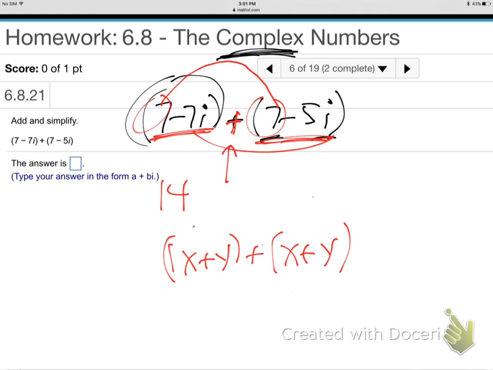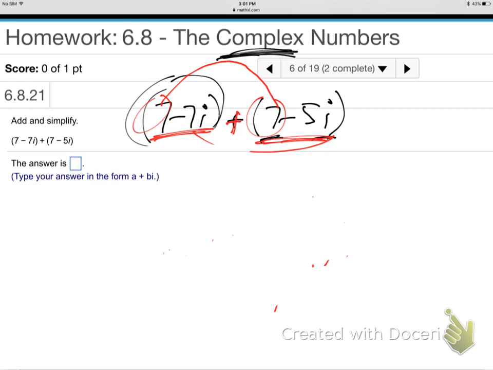It's 1x and 1x is 2x. 1y and 1y is 2y. Remember, parentheses do not always mean multiply. They only mean multiply if there's no other symbol in the middle. So the parentheses don't mean multiply here either. They never have, they never will, when they have a plus sign in the middle. So that plus sign means this is an add problem. So 7 and 7 add to be 14. Minus 7i and minus 5i make minus 12i, and that's it.